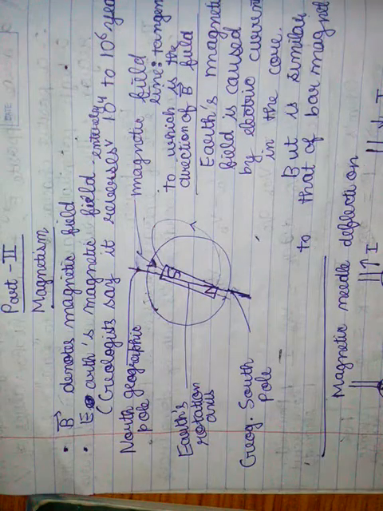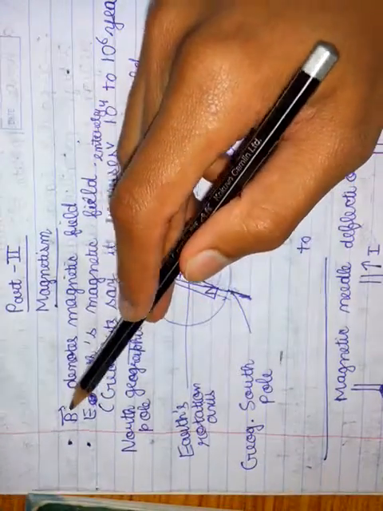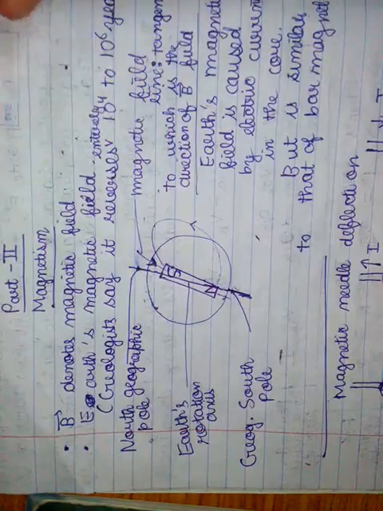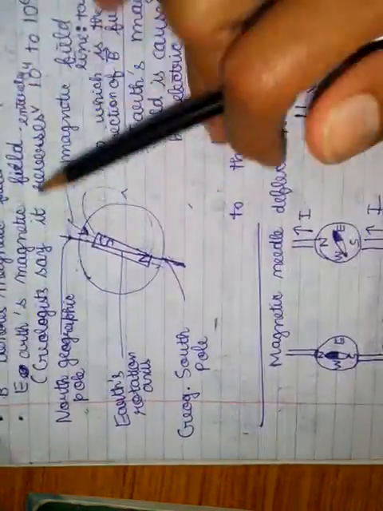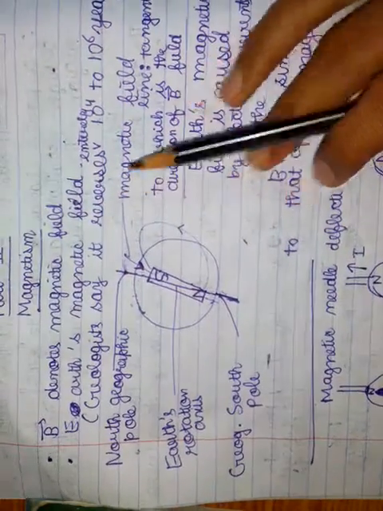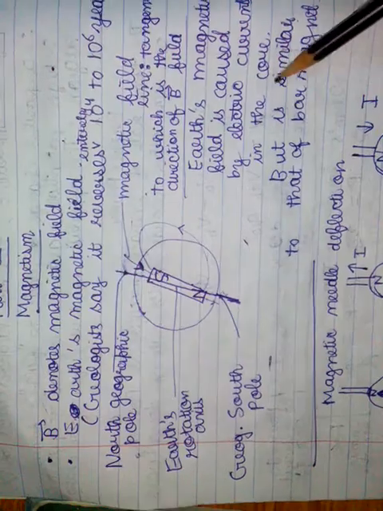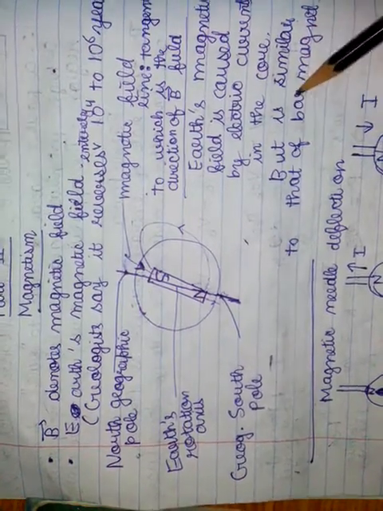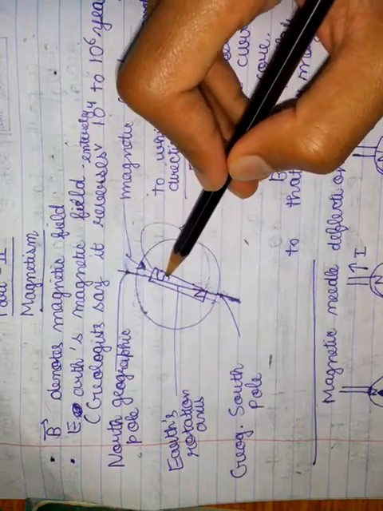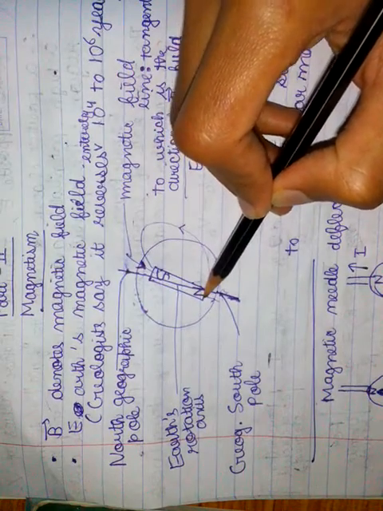Okay, so let's begin magnetism. The symbol B vector represents a magnetic field. We'll shortly see what it is. Earth's magnetic field. The Earth also has a magnetic field which is caused by the electric current in the core, but it is similar to that of a bar magnet, which has a south pole like this and a north pole like this.